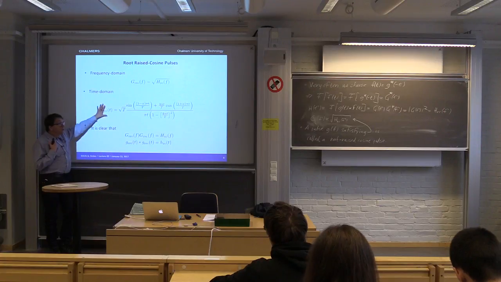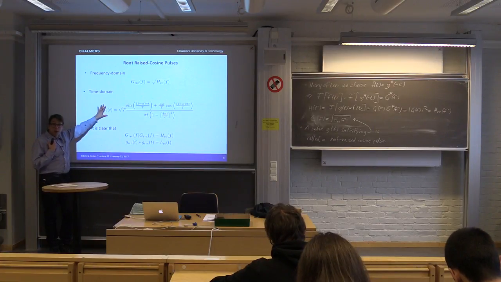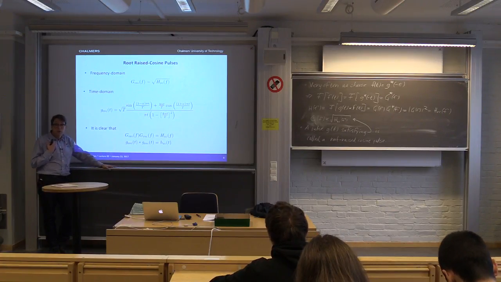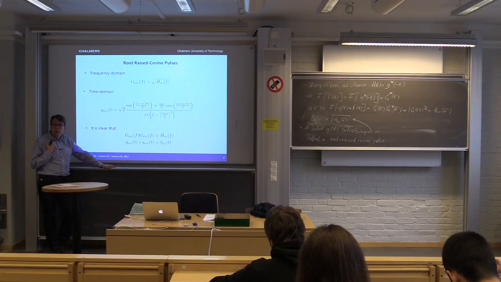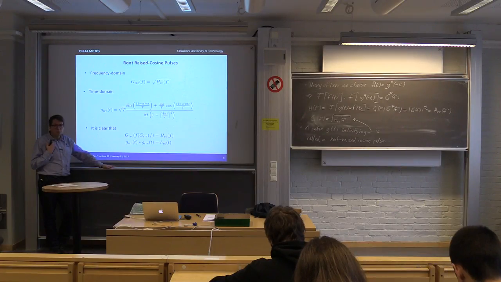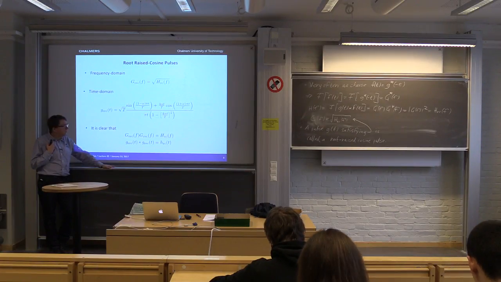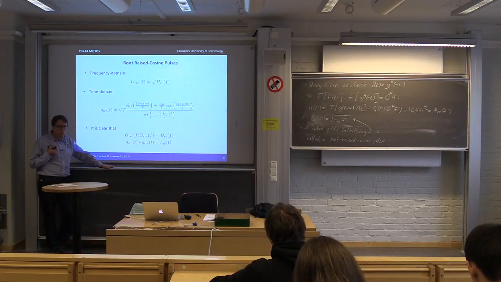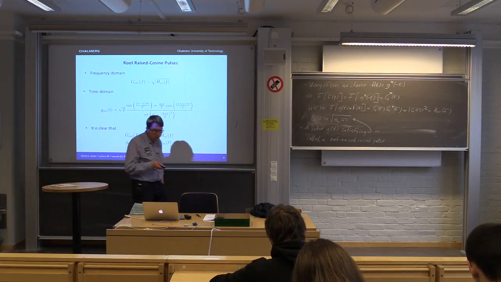Okay, so these pulses are used heavily in practice. For instance, in 3G cellular telephony, these are used with an alpha. I don't recall exactly the number alpha in this case, but it's something like 0.25, if I remember correctly.